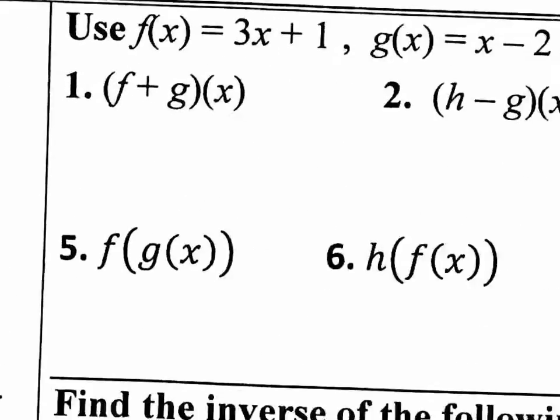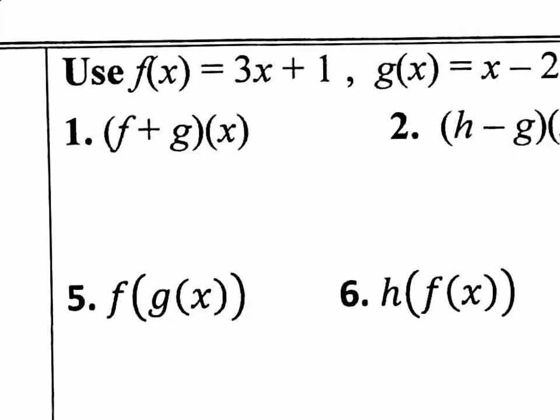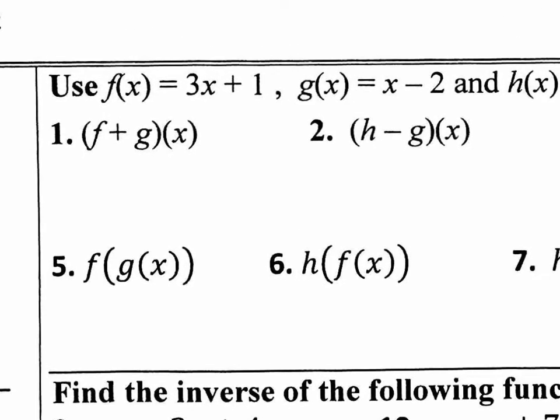Number one, it says f plus g of x. That notation is simply telling us to add f and g together. Your f of x function is 3x plus 1. Your g of x function is x minus 2. And they want us to add them together, so I want to put a plus sign between them.